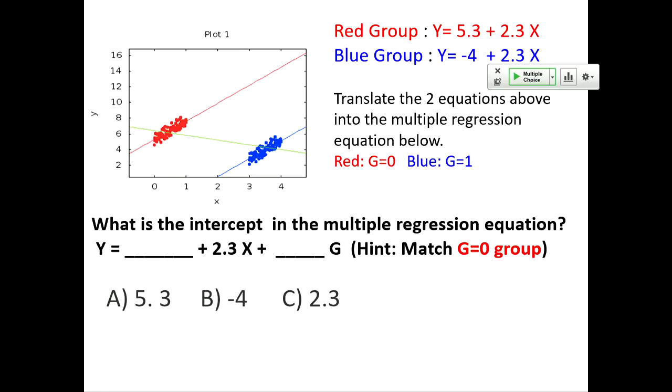All right, now what's the intercept? You have to pay attention to this coding here. We know 2.3 was correct for the slope. Now you want to figure out this blank right here. What do you want to put in there?